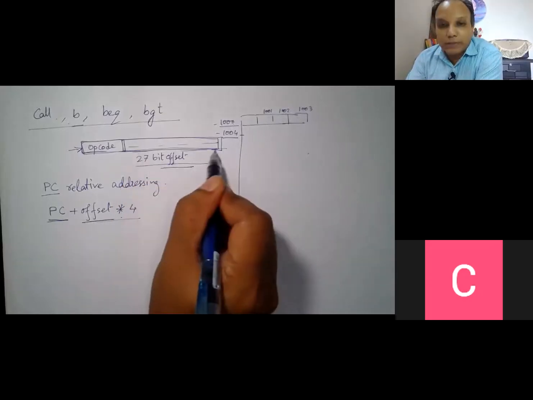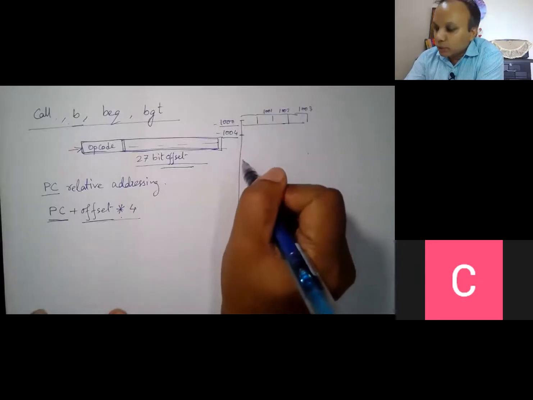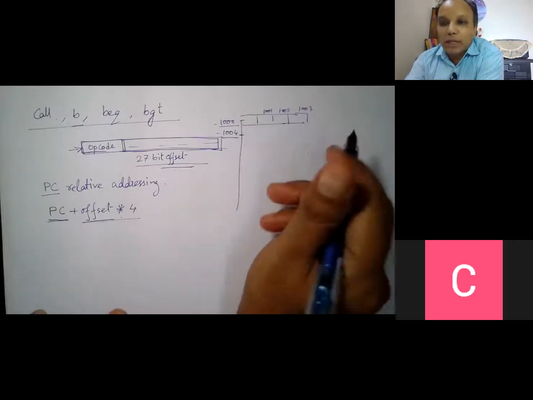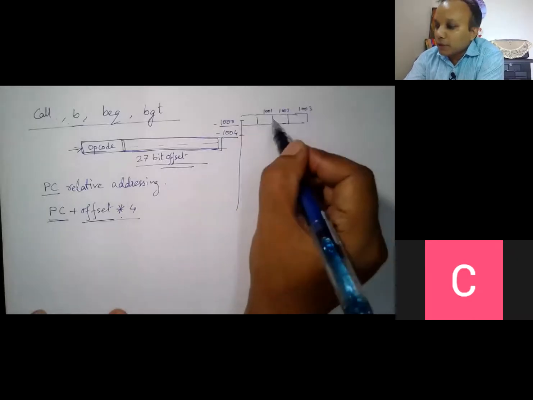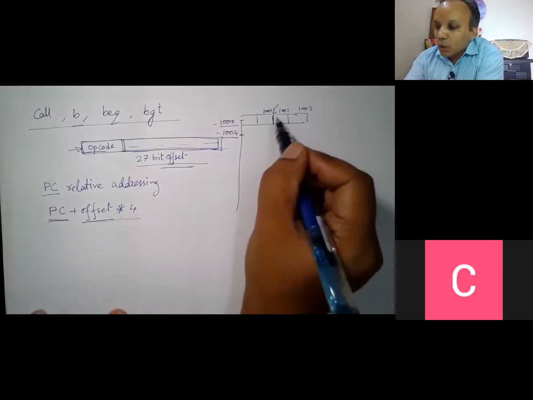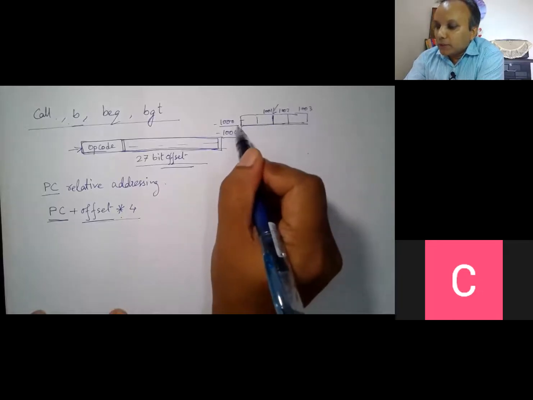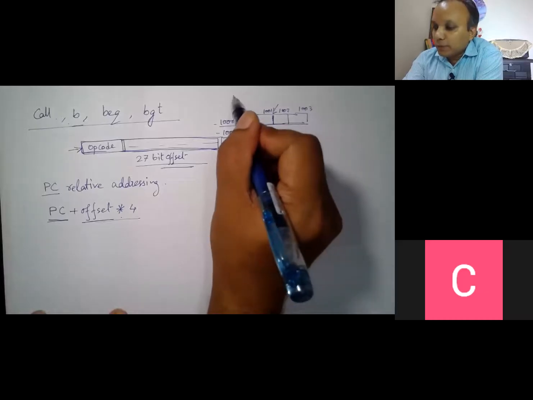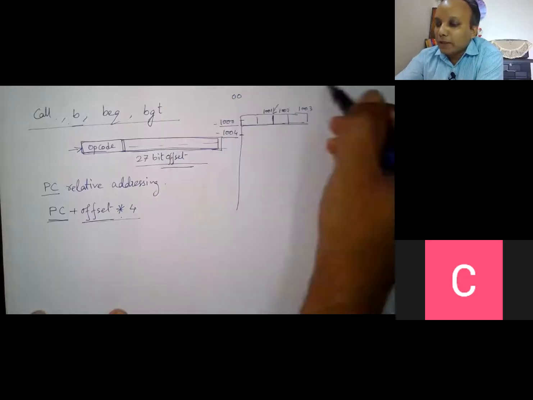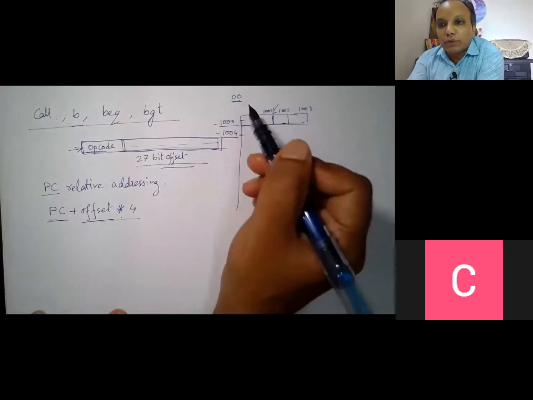Now the offset value is 27 bits. We are saying that all these addresses where my instructions are stored are always multiples of 4, right? Because each instruction takes 4 bytes. I will not have an instruction address pointing to some location in between. So why is this important? It means that for these addresses, the least significant 2 bits will always be 0, because they are always divisible by 4. If I write a binary number which is divisible by 4, the least significant 2 bits are always 0.